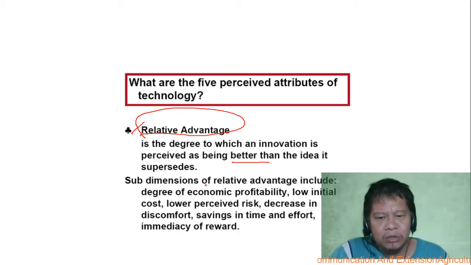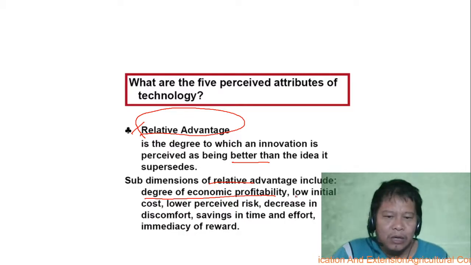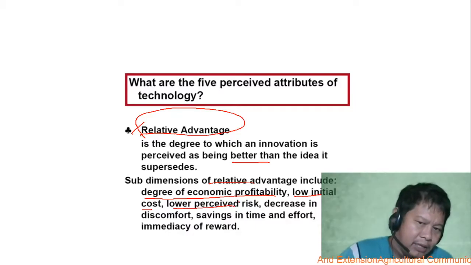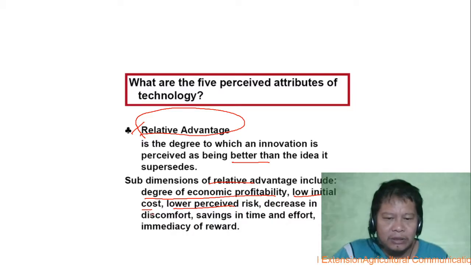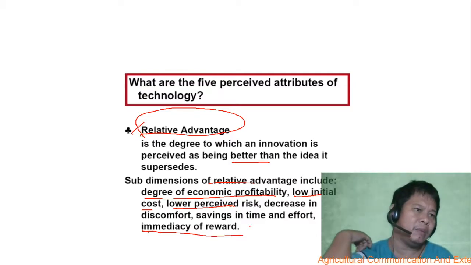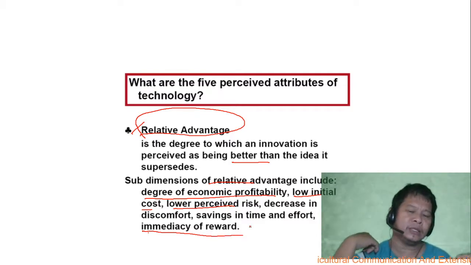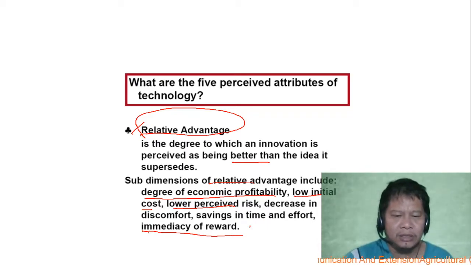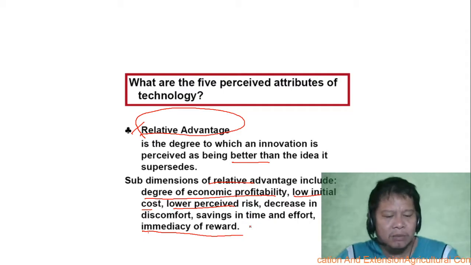So there are some sub-dimensions of relative advantage. We include degree of economic profitability, makaginansya ba? Okay? Low initial cost, tipid ba ni? Okay? Low perceived risk, dili ba ta malugi ani? Kung malugi ta, kaya ra ba, no? Decrease in discomfort and saving in time and effort, and immediacy of reward. So dali ra ba ta maka-income ani? Kung dugay, so maybe dili ko ganahan, no? So yun, we see relative advantage in terms of economic cost, risk, discomfort, and saving time and effort, as well as the immediacy of reward. Okay.